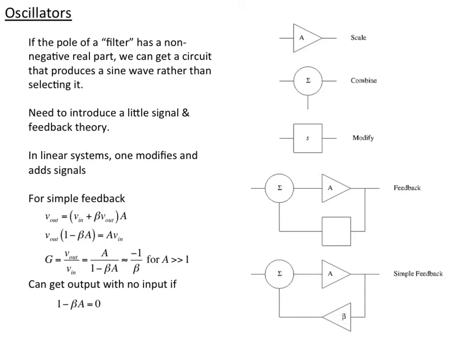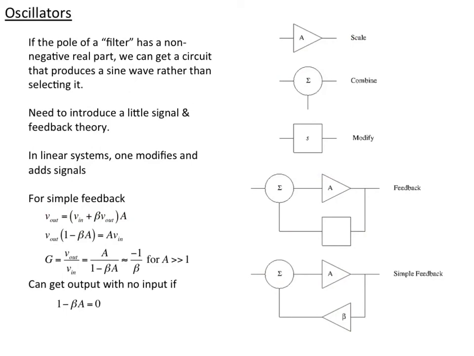So we're multiplying the output by some factor. So in this case, it's easy to calculate what the output is. So the output is A times what comes out of here. So here's my A, and A is V in plus beta times V out. That's what I have there. Now when I solve for V out, I bring it over here. I have a 1 minus BA. And so the gain of this simple feedback system, the output over the input, is A over 1 minus BA.